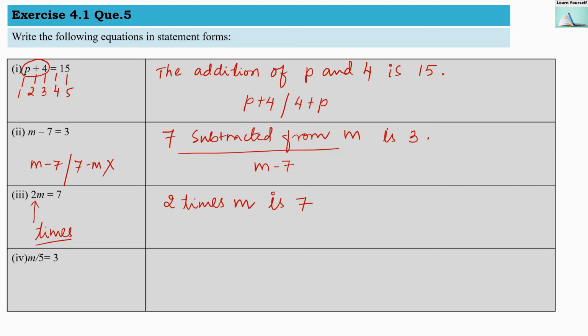Fourth, m divided by 5 equals to 3. So in the same way we will write here that m divided by 5 is 3. So to write the equation in words is very simple. The only things you have to take care of are some of the terminology, like times, then divided, then wherever the equals to is there we are going to write is, and whenever there is a subtraction it is a special case and we have to take care which number is being subtracted from which number.